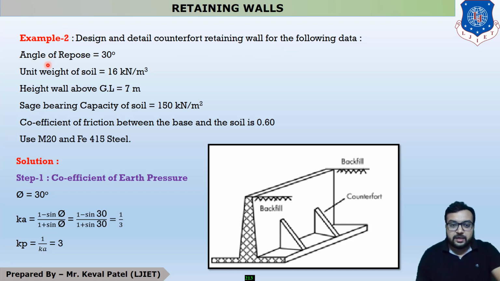The data is: angle of repose is equal to 30 degrees. Unit weight of soil is 16 kilonewton per meter cube. Height of wall above ground level is 7 meter. Safe bearing capacity of soil, also called SBC, is 150 kilonewton per meter square. Coefficient of friction between the base and the soil, denoted by mu, is 0.6, and use M20 and Fe415. So this is the data given in the question.